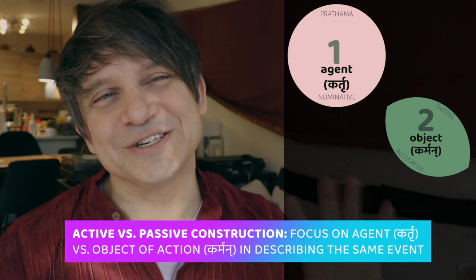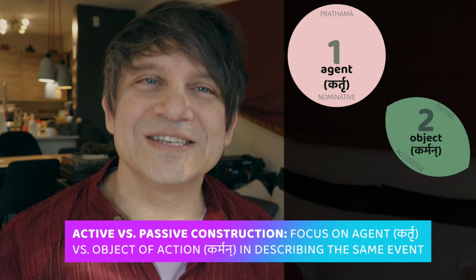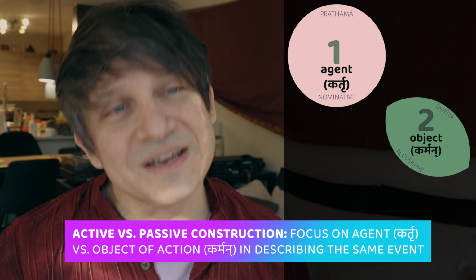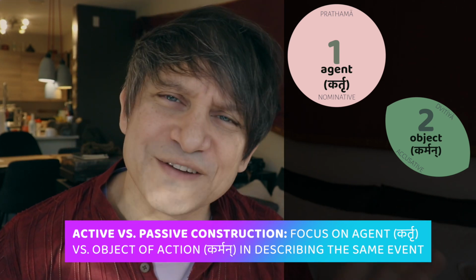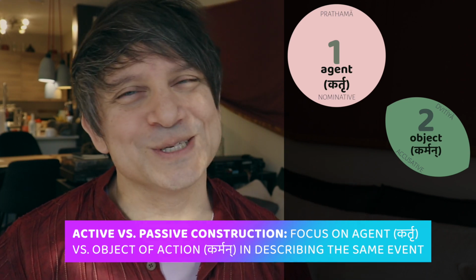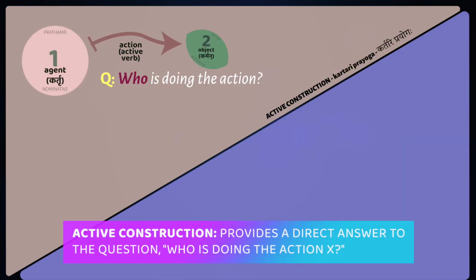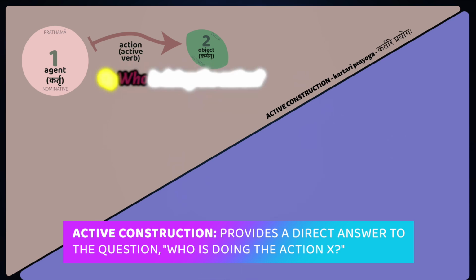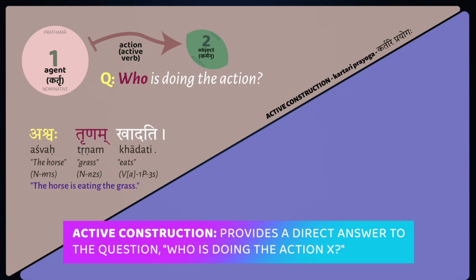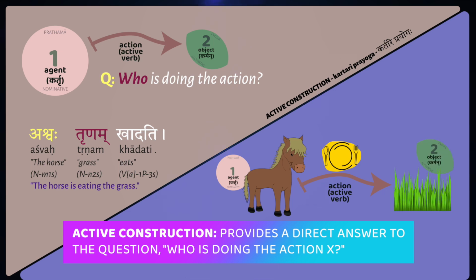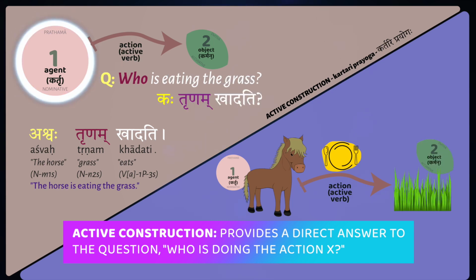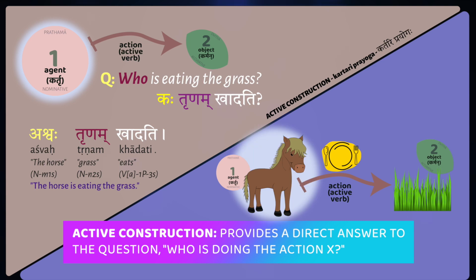An easy way to understand the difference between active and passive construction, to me, is to think about what kind of question our sentence is going to be answering. Basically every sentence we've learned so far can be an answer to the question, who's doing the action X? So for example, take the sentence, Ashwaha trinam khadati. The horse eats grass. It answers our question, who's eating the grass? Kaha trinam khadati, Ashwaha trinam khadati. The horse is eating the grass.